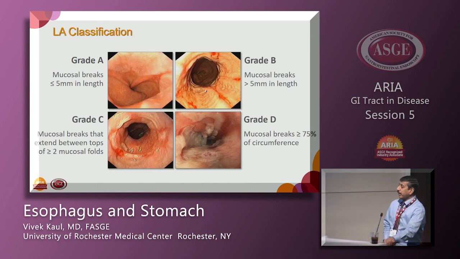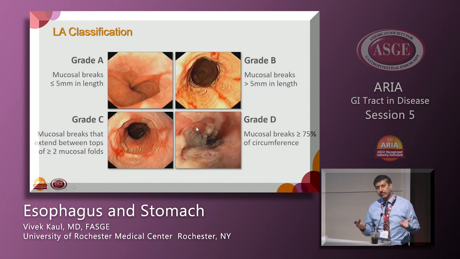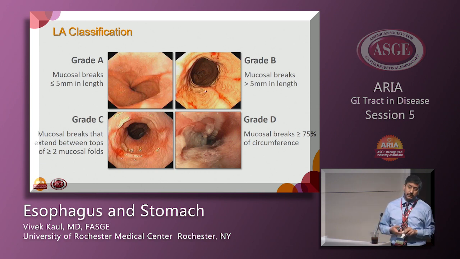So tightly related with acid reflux disease is esophagitis, which is the consequence of uncontrolled, untreated, unbridled reflux. So this goes like this: Grade A, B, C, and D. This is the so-called Los Angeles classification. That's one of the ways of objectifying the degree of acid damage in the esophagus.